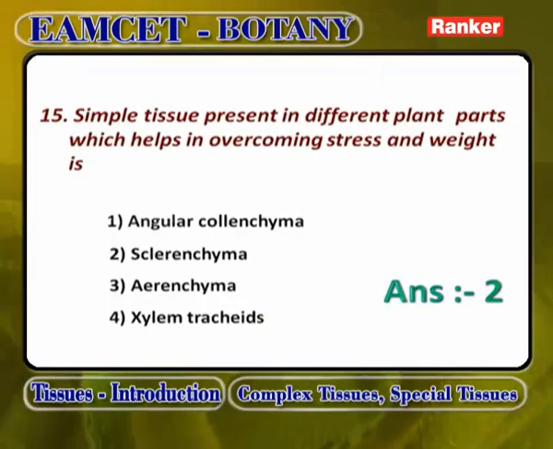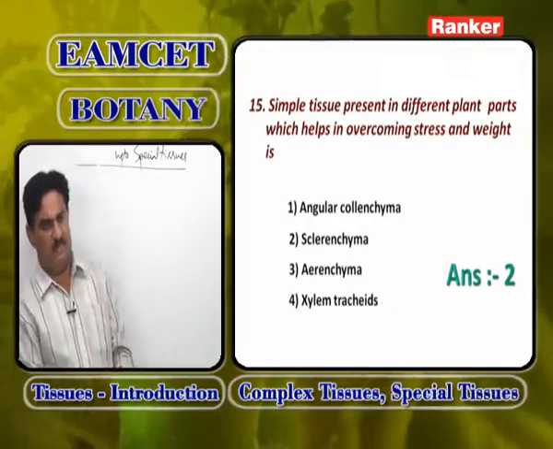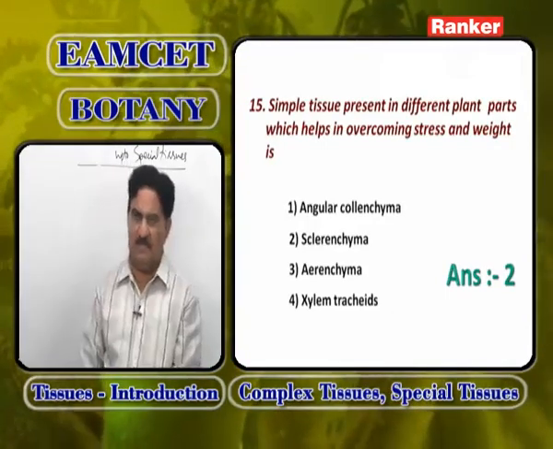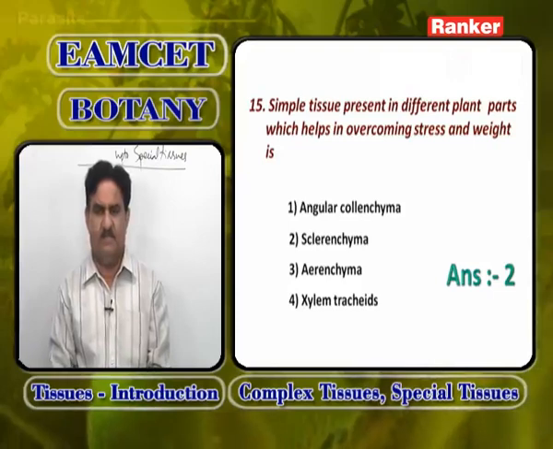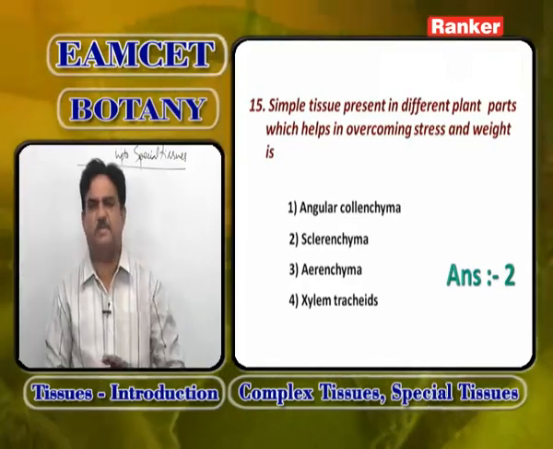Simple tissue present in different plant parts which helps in overcoming stress and strain. Simple tissue helping in conduction, storage and many other things is parenchyma. Simple tissue present and helping in mechanical support is collenchyma.